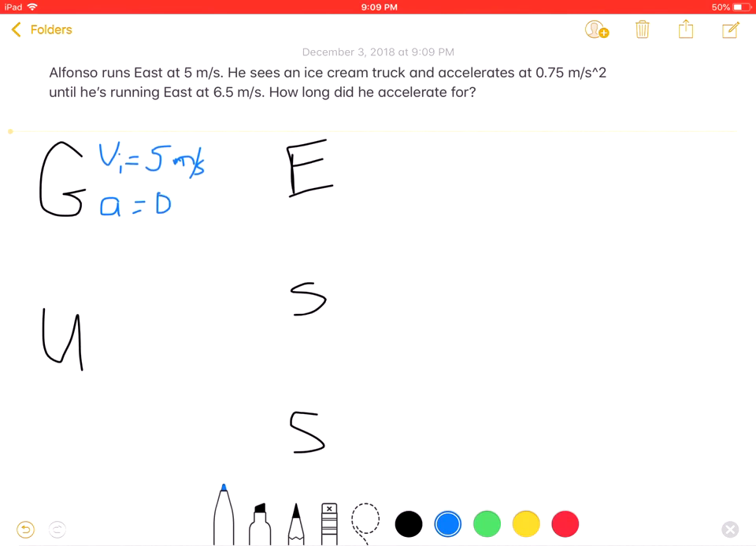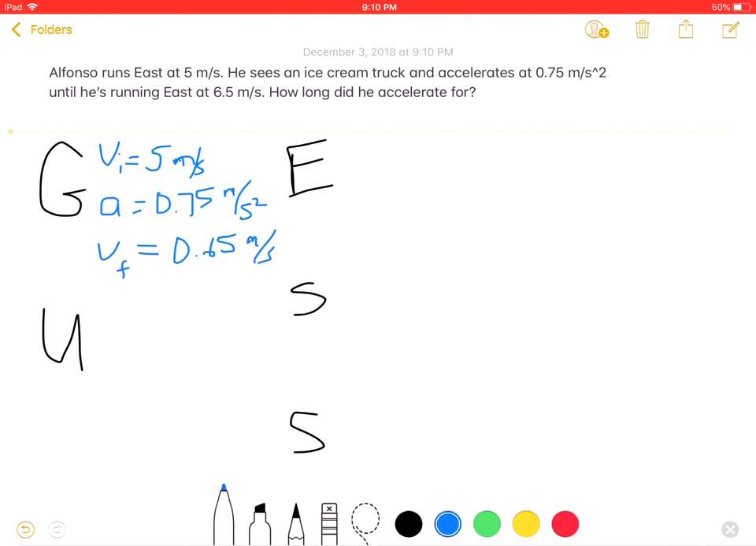It also gives us acceleration. So he accelerates at 0.75 meters per second squared. So we're going to write that down here for our given. And we also know that after he accelerates, he's going to be traveling at 6.5 meters per second. So after we write down the acceleration, we're going to write down our VF, our final velocity, which is right at the state after acceleration, and it's 6.5 meters per second.